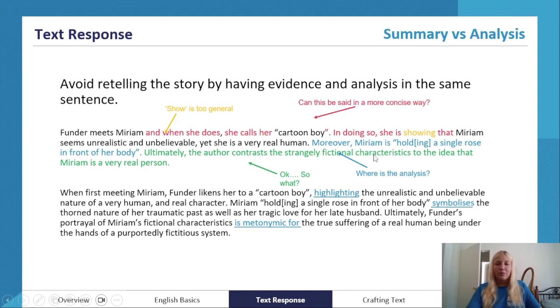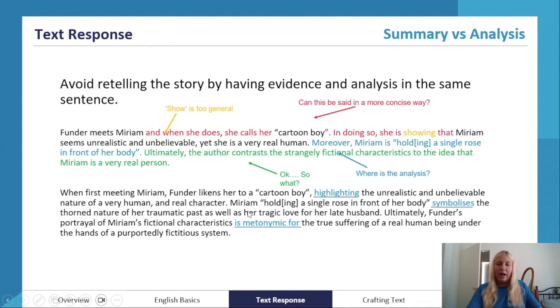And then, moreover, Miriam is holding a single rose in front of her body. The issue with this sentence isn't just that it doesn't have the analysis yet, but also that it's really not smooth. It shows that you can't write very well if your sentence is just a quote and there's nothing else. These are really short plain sentences that show the student isn't very good at sentence flow and structuring an essay, and this is to be avoided.